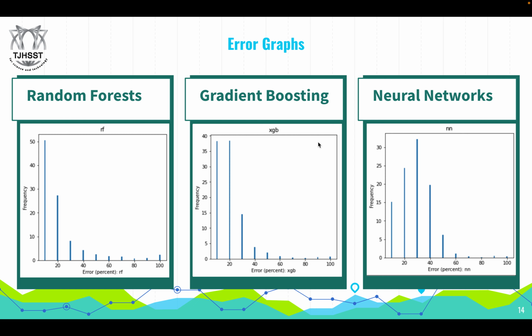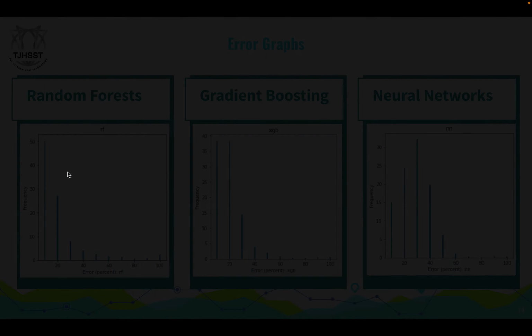And here are the error graphs. So this provided a little bit more insight into which algorithms have the lowest error. As you can tell, the neural networks have a pretty right-skewed error, which gave a little bit more insight into why it might be worse than random forests. Additionally, the XGB seems to have a higher error percentage, around 20%, and random forest has the lowest error, around 10%.